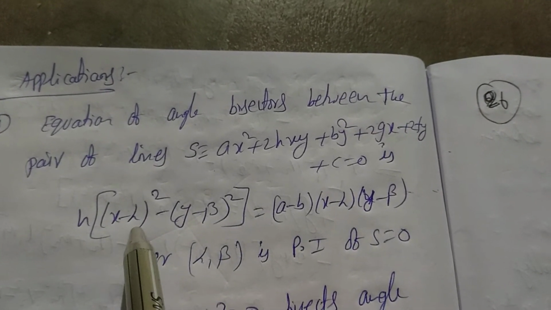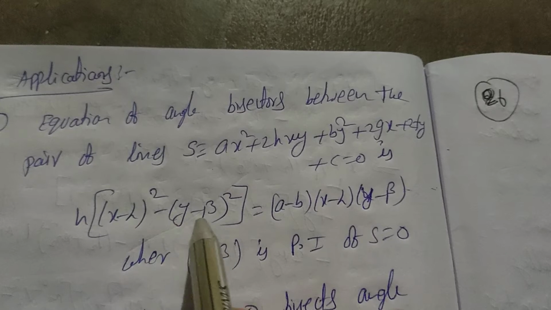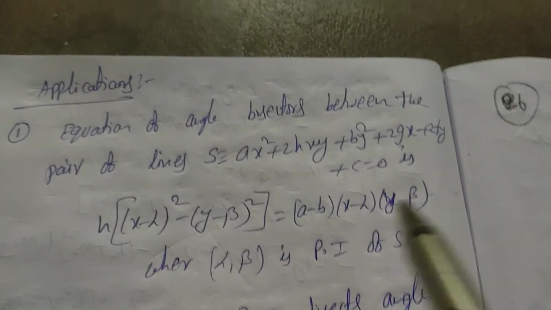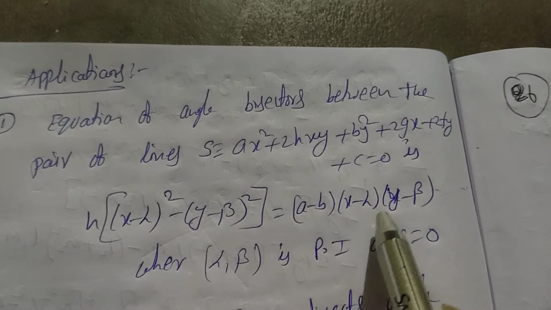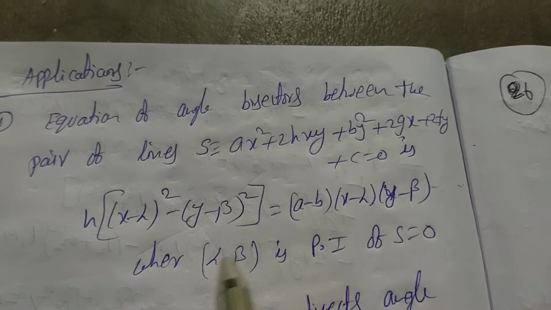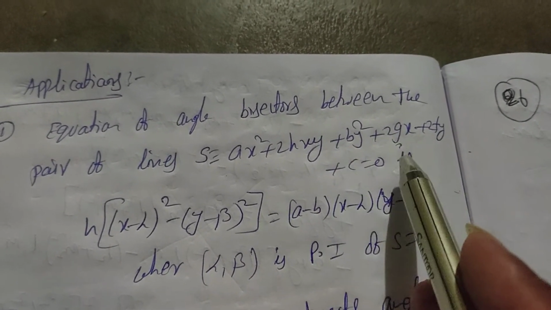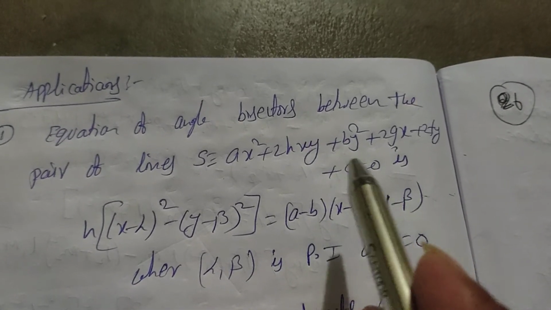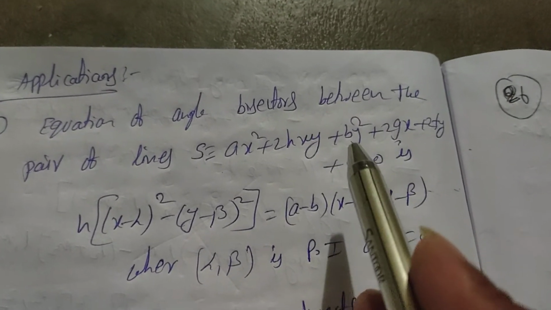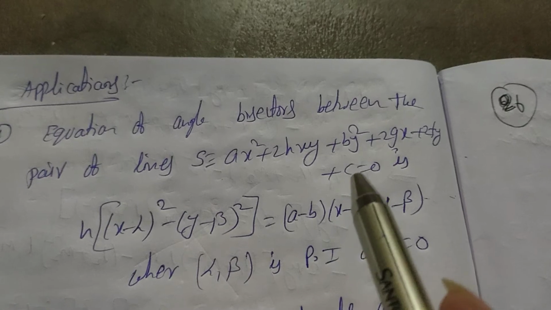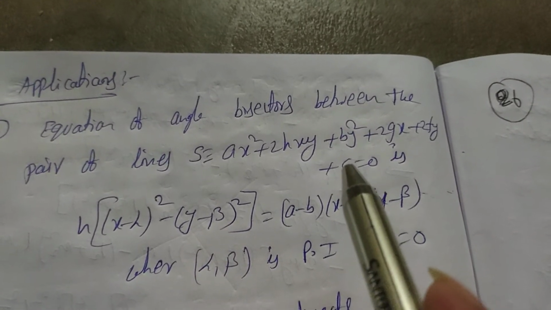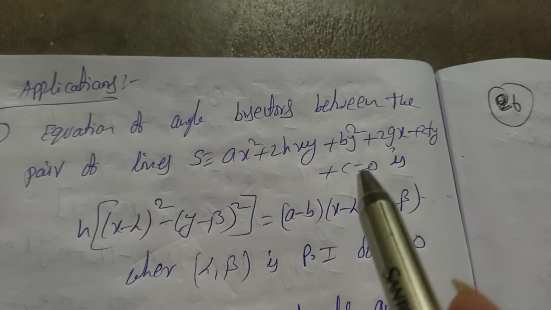h times of (x minus alpha) whole square minus (y minus beta) whole square is equal to (a minus b) into (x minus alpha) into (y minus beta), where (alpha, beta) is the point of intersection of these lines. Already I gave the formula for the point of intersection of this pair of straight lines: ((hf minus bg) by (ab minus h square), (gh minus af) by (ab minus h square)).